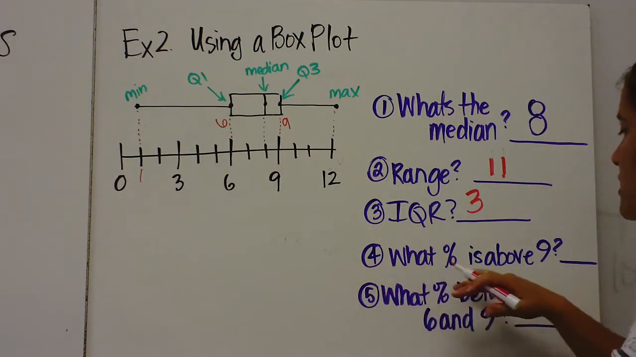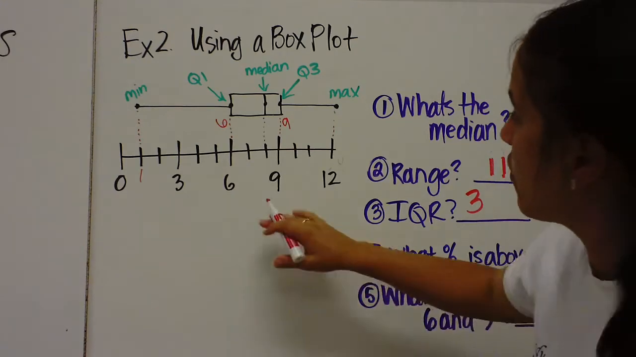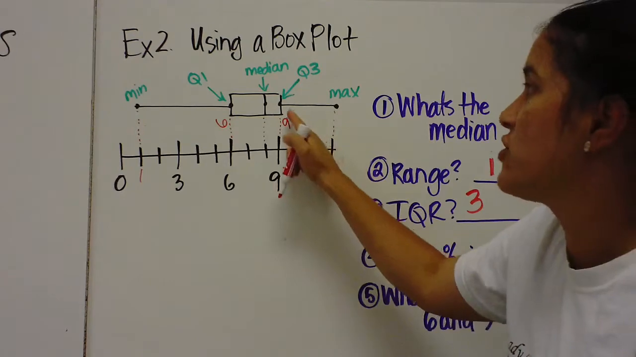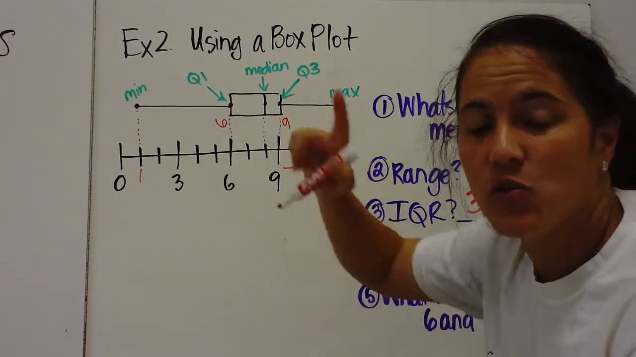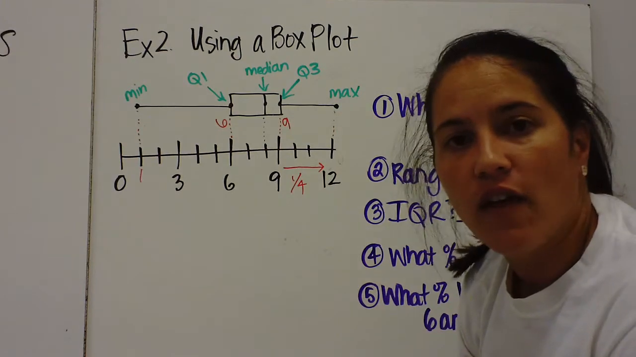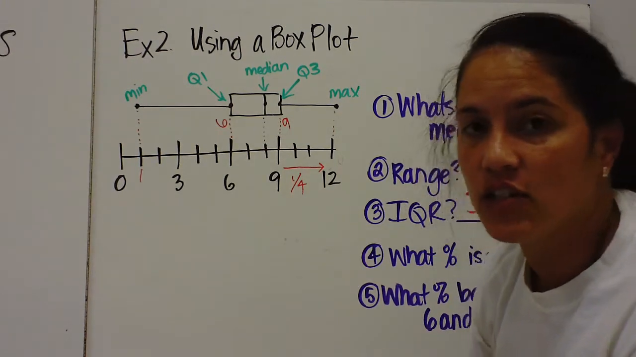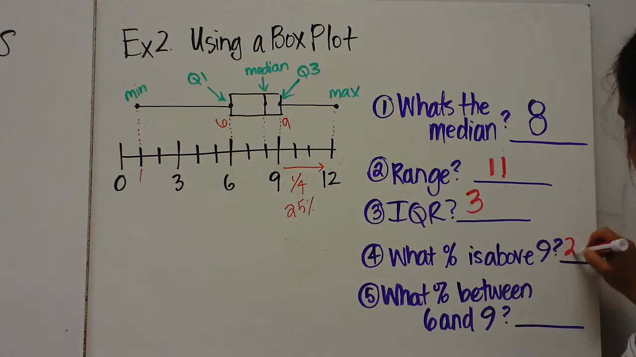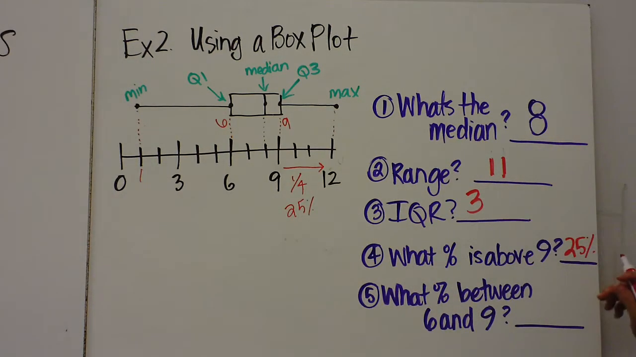Now number 4, what percent is above 9? So we're looking at what percent of the data is above 9. And we look right here. There is 1 whisker above 9, so it's 1 part, so that is 1/4 of the data. And we know that 1/4 as a percent is 25%. So this is 25%. I hope you can see that, 25%.